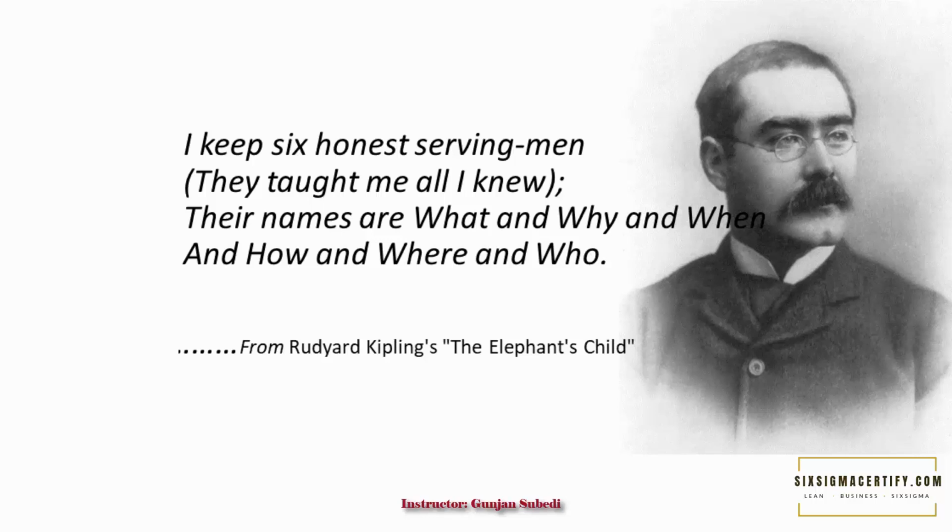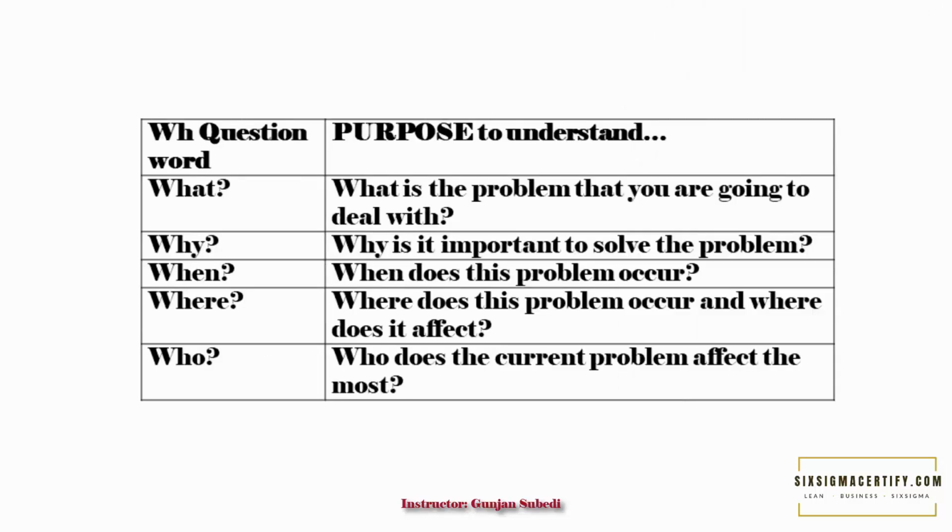Let us study further. Let us see the purpose of these WH question words. First of all, what? The purpose of the what question is to understand what the problem is that you are going to deal with. With why, we can know why it is important to solve the problem. With when, we know when this problem occurs. The purpose of asking where is to know where the problem occurs and where it affects. And the purpose behind asking the who question is who the current problem affects the most.